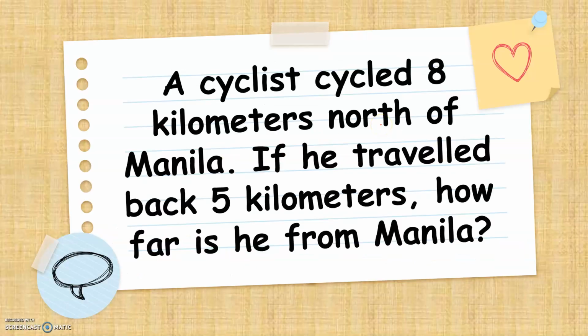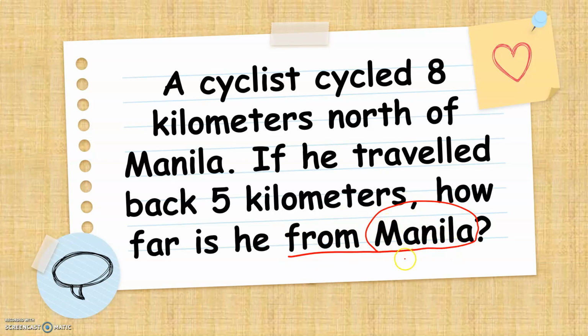Now let's try some more examples. A cyclist cycled 8 kilometers north of Manila. If he traveled back 5 kilometers, how far is he from Manila? So we have here the keyword "from", Manila. So our reference point will be Manila.